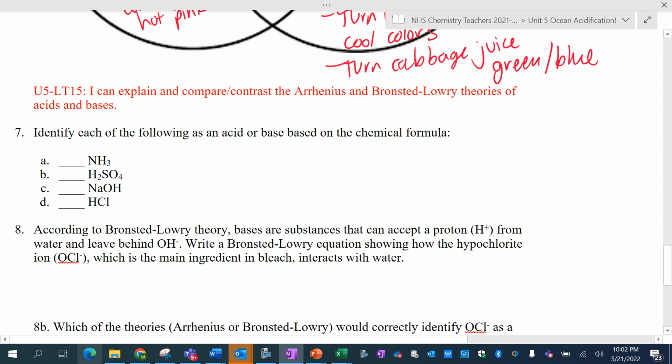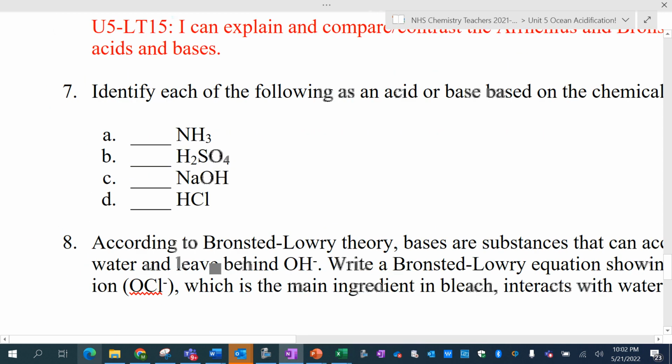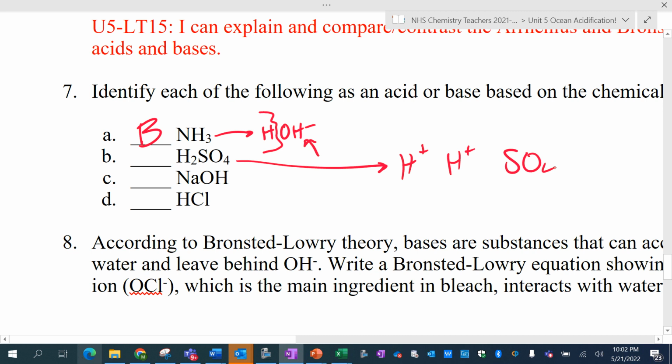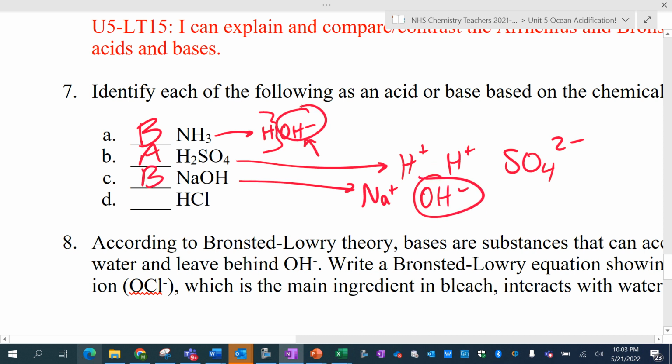All right, label each of the following as an acid or a base based on its formula. First one's tricky, but NH3 actually rips a hydrogen off of HOH, H2O, and it leaves behind an OH minus, so that's a base. H2SO4 would actually dissociate into H+ and sulfate ion, so this is an acid. NaOH would dissociate into Na plus and OH minus, so that would be a base because hydroxide ion. And HCl would dissociate into H plus and Cl minus, so that would be an acid too.